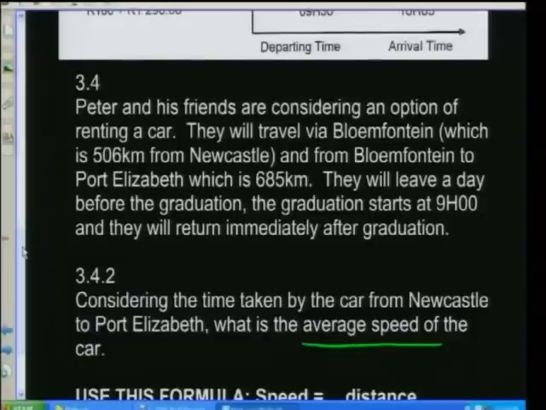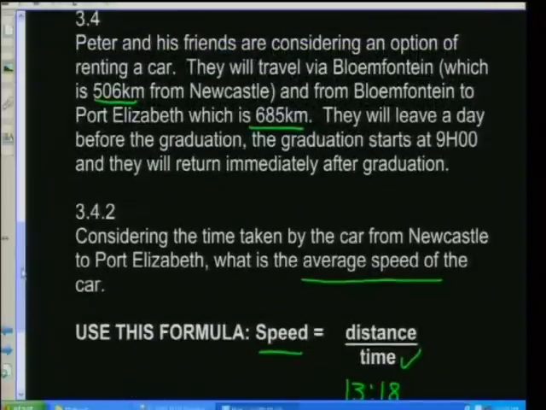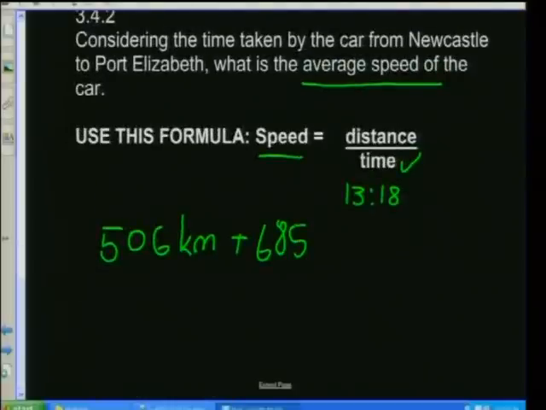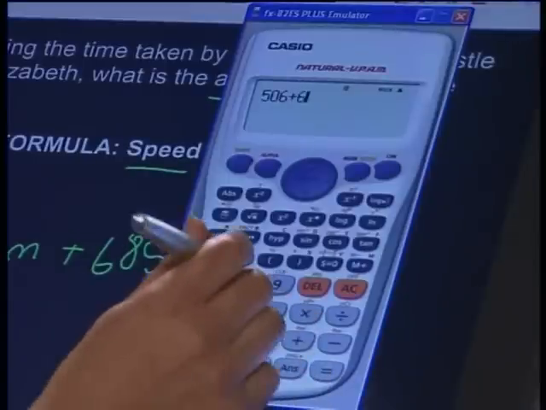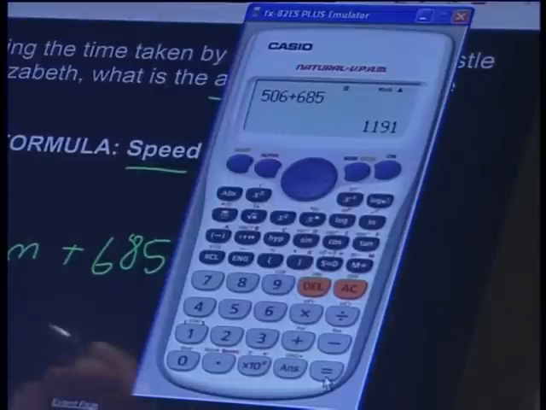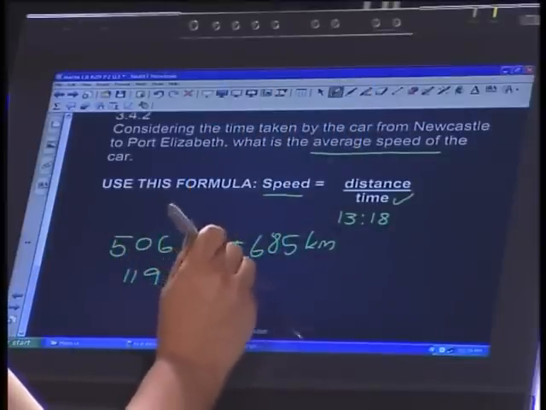Going back to reading, we said that from Newcastle to Bloemfontein was 506 kilometers. From Bloemfontein to Port Elizabeth was 685 kilometers. So in total, what are we going to do? We're going to add those two values. So let's do that. It was 506 kilometers and 685 kilometers. And let's get that on our calculator. Well, we got 506 plus 685. We had a total of 1,191 kilometers. So that was the distance that they traveled, 1,191 kilometers.